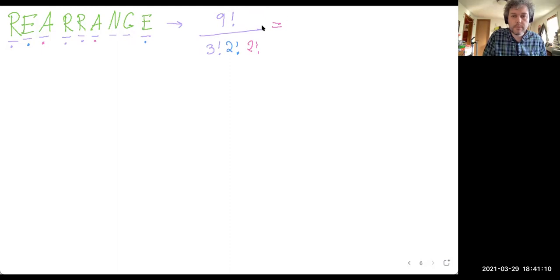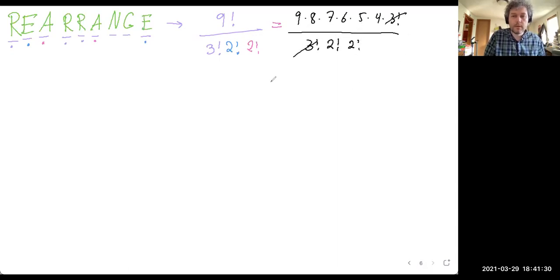Let's do the arithmetic. So 9 factorial is 9 times 8 times 7 times 6 times 5 times 4 times 3 factorial. I always like to stop at the biggest one in the denominator: 3 factorial, 2 factorial, 2 factorial. Cross that 3 off. Okay, 2 factorial is just 2. 2 times 2 is 4. So if you'll let me, I'm going to reduce these 2 times 2, just get rid of that 4 altogether. So I think the answer is just 9 times 8 times 7 times 6 times 5.